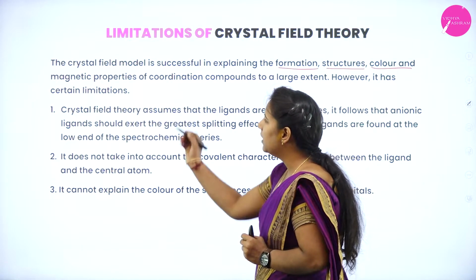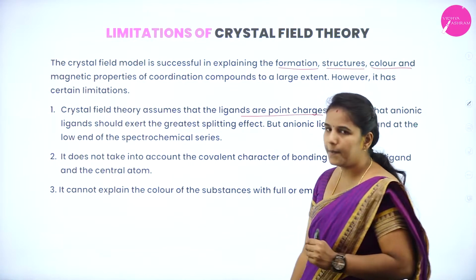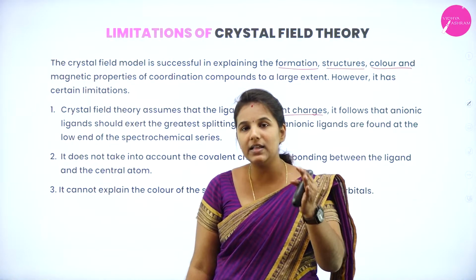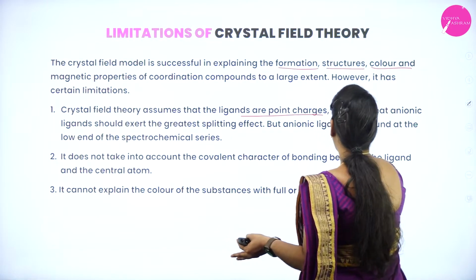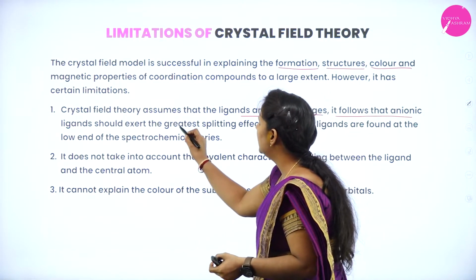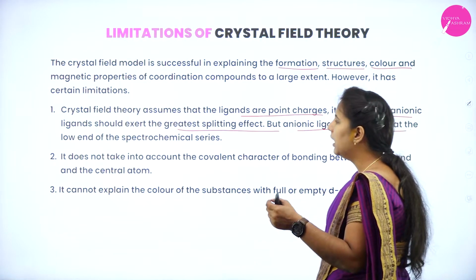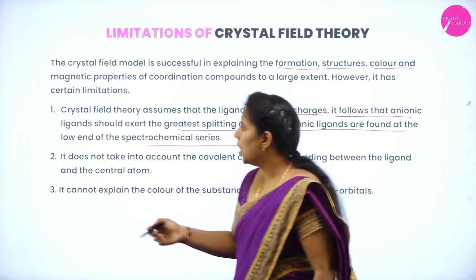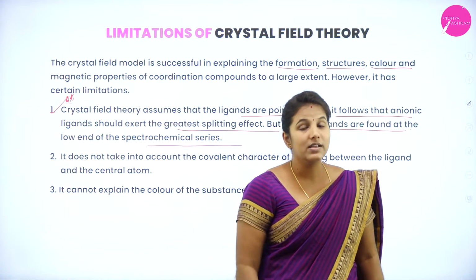But it does not explain certain things. The crystal field theory assumes that ligands are nothing but point charges. Is it right? So it considers that when the ligand is approaching the metal, the ligands are considered to be point charges, and it follows that anionic ligands should exert the greatest splitting effect, but anionic ligands are found to be at the lower end of the spectrochemical series. This is one of the biggest disadvantages we have seen in the case of the CFT.